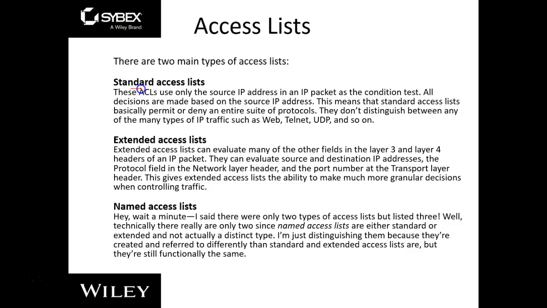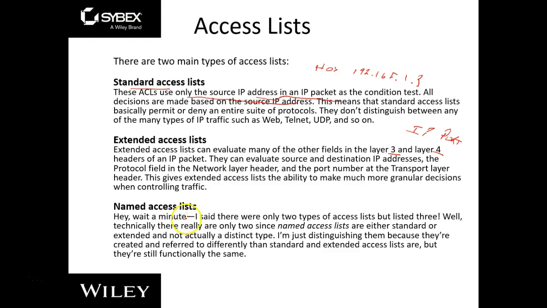The standard list, and I think I covered a little bit of this, uses only the source IP address as the condition of the test, so we can deny or permit host 192.168.1.3. Pretty simple statement. The extended access list uses the other fields. It uses layer 3 and layer 4, the IP and the port number, based on whatever service we're trying to allow or deny.